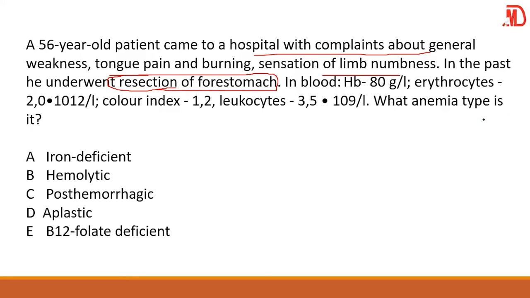Intrinsic factor. Now in blood, hemoglobin is what? 80. Erythrocyte is even low. Color index is even higher. That means iron deficiency is not there. Leukocyte is 3.5. What anemia is this? So definitely, I think of a problem with intrinsic factor. So there is deficiency of vitamin B12 absorption. There is low vitamin B12 absorption. So here, I think of B12 folate deficiency. Great. All right.